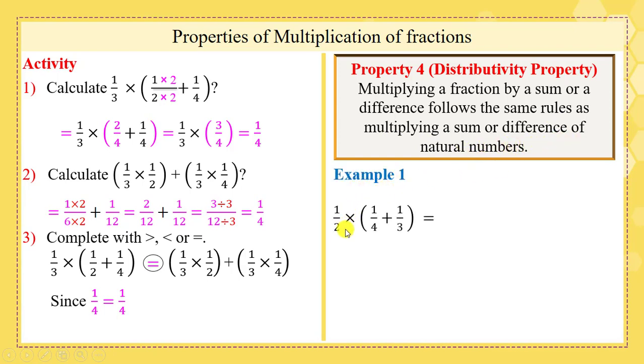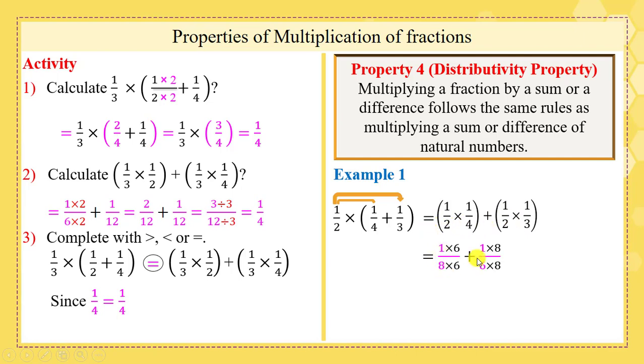Example 1. 1 over 2 times 1 over 4 plus 1 over 3. 1 over 2 times 1 over 4, open parenthesis here, write 1 over 2 times 1 over 4. Here we have plus, so we write plus 1 over 2 times 1 over 3. We open parenthesis and we write 1 over 2 times 1 over 3.